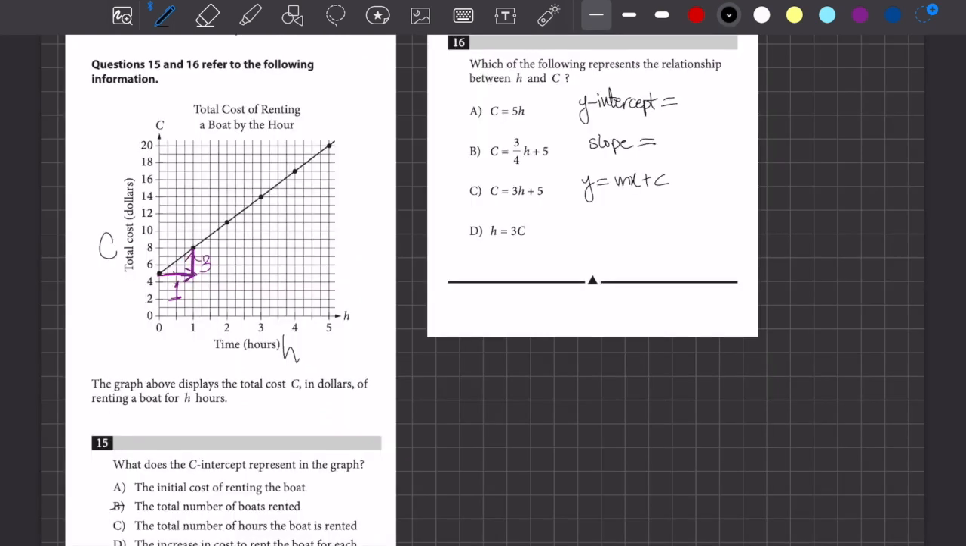For question 15, we are asked what the c-intercept means. Since time is 0 at that point, it will be the initial cost, option A. Moving on to 16. We know the y-intercept is 5. We can find the slope, which is the change in y over change in x, to be 3. And using the slope-intercept form, we get the equation y equals 3x plus 5. Here, c is on the y-axis and h on the x-axis. So answer C.